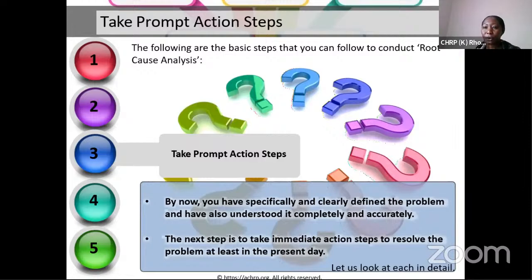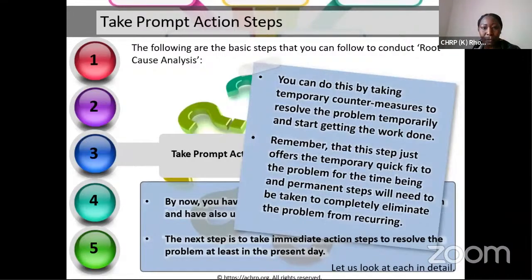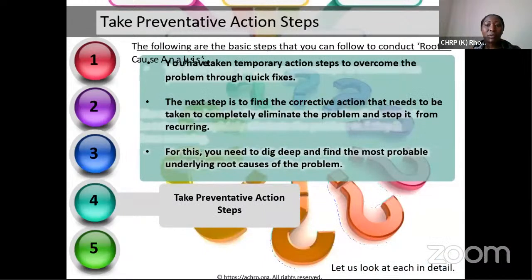After now we have defined the problem, we have understood the problem and it is very clear in the mind, then take the prompt, what I've said, the quick fixes to resolve the problem at the spur of the moment. Then from there, remember that this step just offers a temporary quick fix to the problem for the time being, and permanent steps will need to be taken to completely eliminate the problem so that it doesn't recur again.